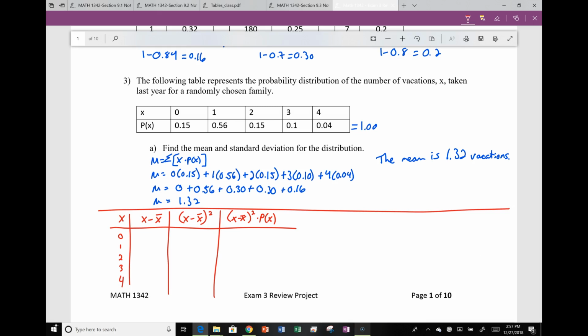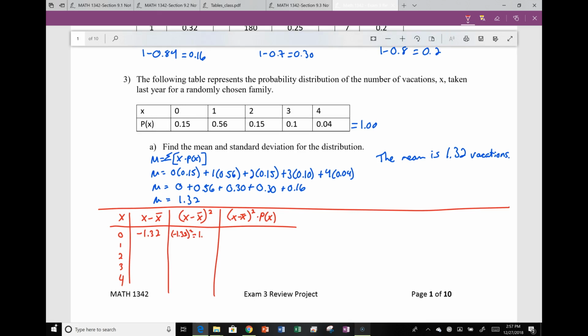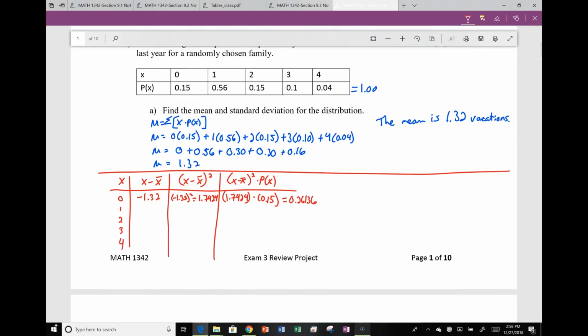0 minus 1.32 is going to give me a negative 1.32. Negative 1.32 squared is going to give me a 1.7424. I'm going to take that 1.7424 and multiply it by the probability of 0, which is 0.15. That's going to equal 0.26136. So I finished that row. I'm going to do the exact same thing for all of the other rows.